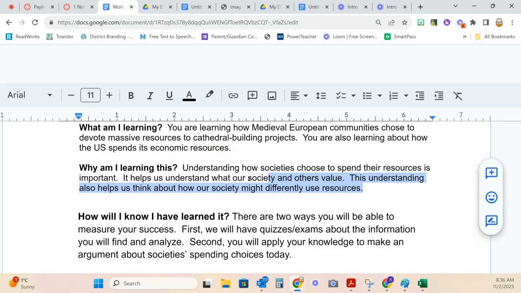The reason we're learning this is not just about medieval societies, although that is important. This is to give us a sense of how societies choose to allocate their resources to different priorities. It helps us understand what our society values. It helps us understand what medieval societies value. Along the way, this is also going to give you perspective to understand the ways our country might spend its resources differently. Because our country does things a lot different than a lot of other countries in terms of how we spend our money.